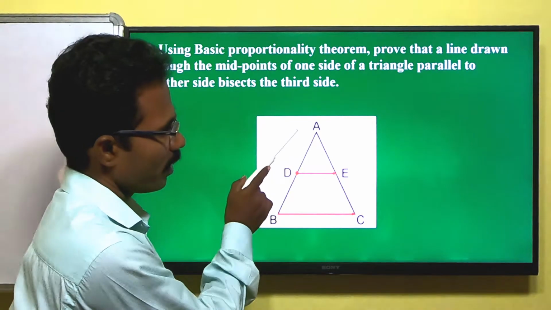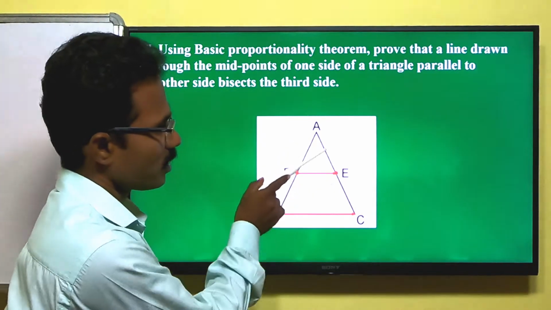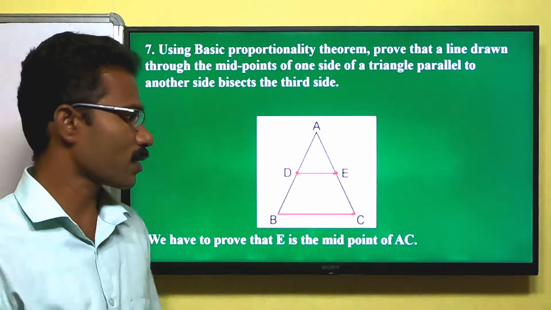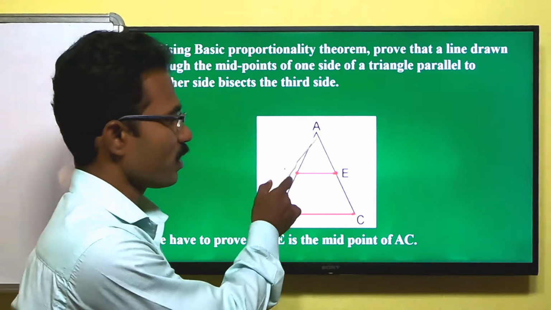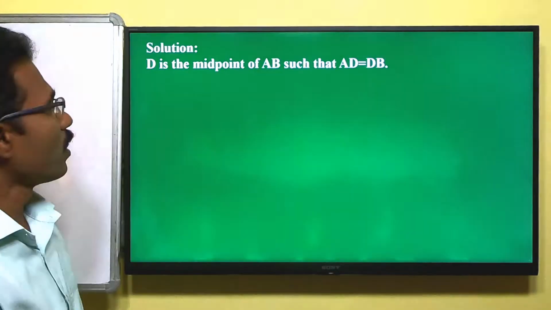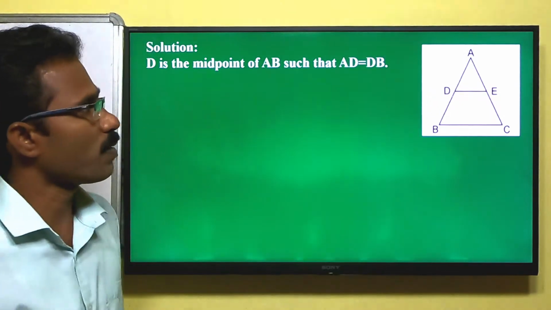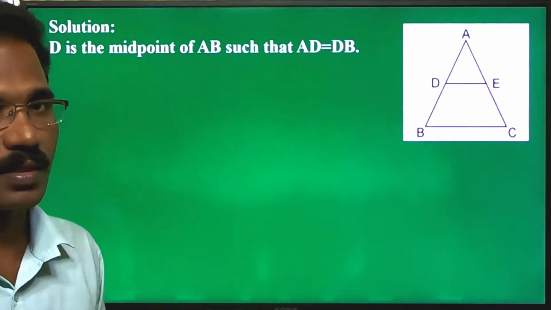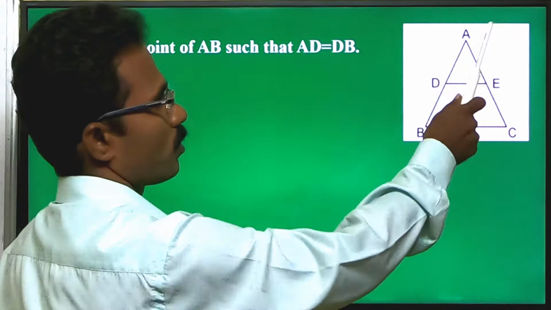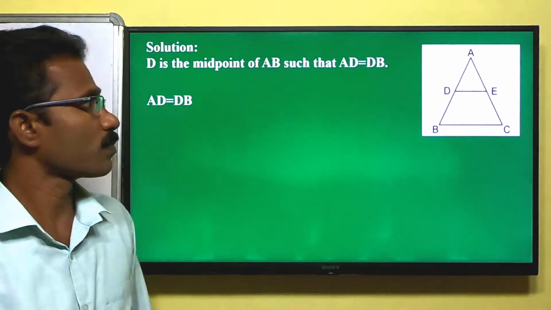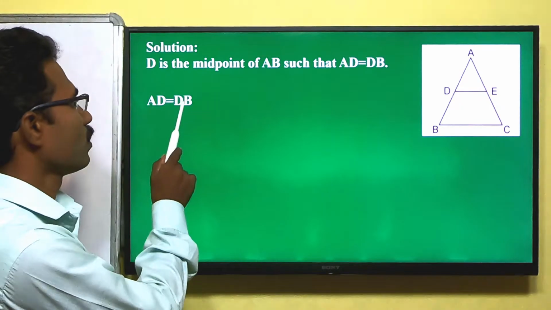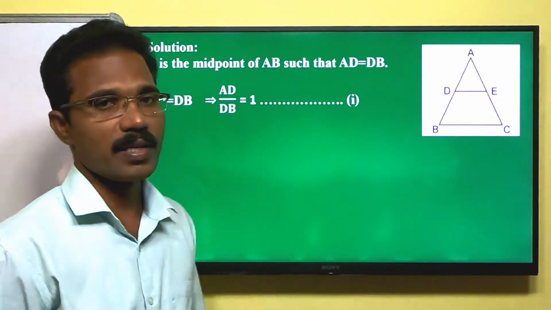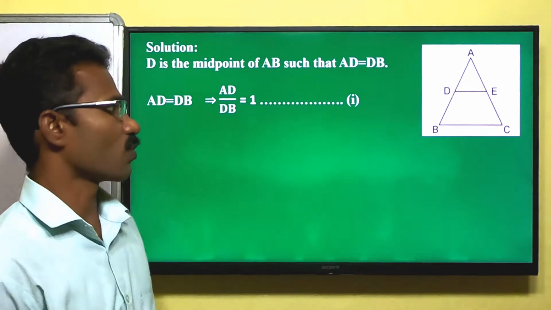That means this point is dividing AC exactly into two. So we need to prove that E is the midpoint of AC. D is the midpoint of AB, therefore you can write AD equal to DB, since D is the midpoint. So this portion equal to this portion. Very simple, AD equal to DB, we can write AD upon DB equal to 1. We will keep this as equation 1.